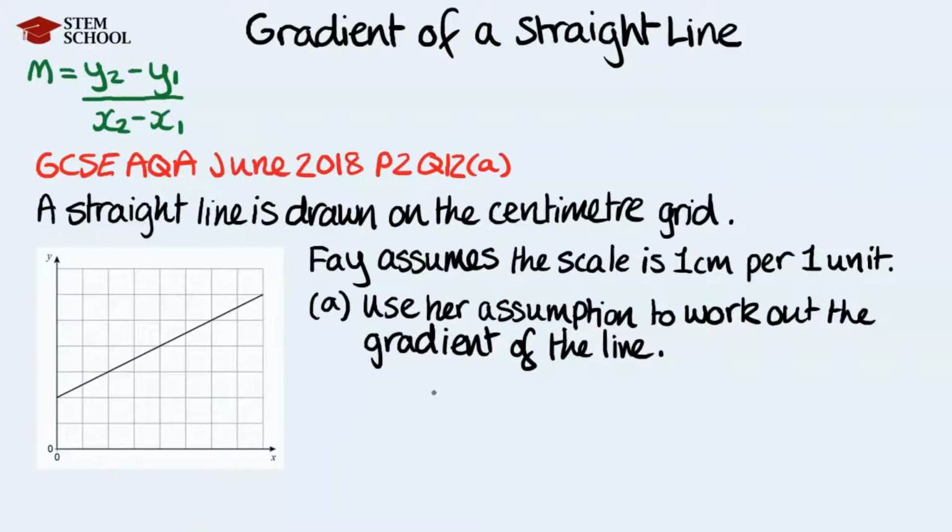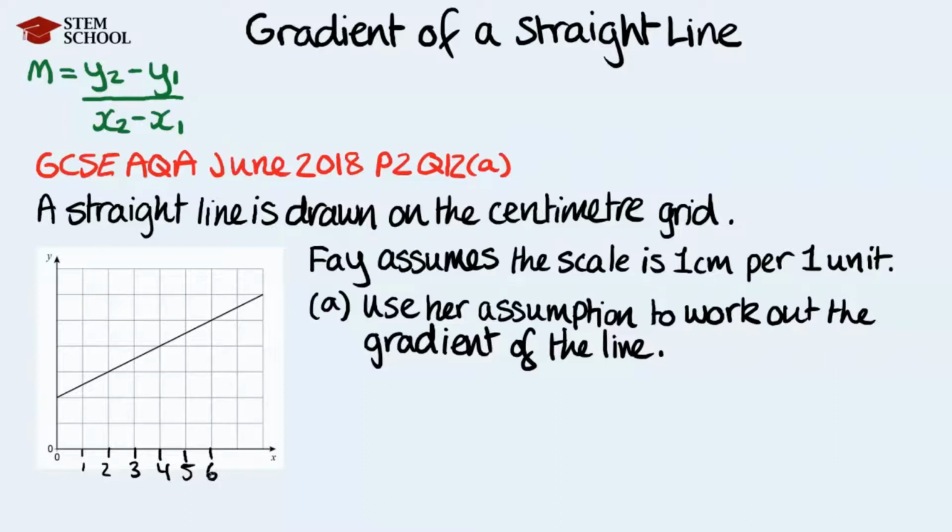Okay, so let's just dive into the first exam question then. So this question is saying a straight line is drawn on the centimeter grid. Okay, so here's the diagram here. We have a straight line on an XY graph as you'll typically see, okay? Now, Faye assumes the scale is 1 centimeter per 1 unit, and we have to use her assumption to work out the gradient of the line. So this is just saying that per box it's 1 centimeter, okay? So you can just quickly, because the diagram itself doesn't have the scale written on it, write the scale.